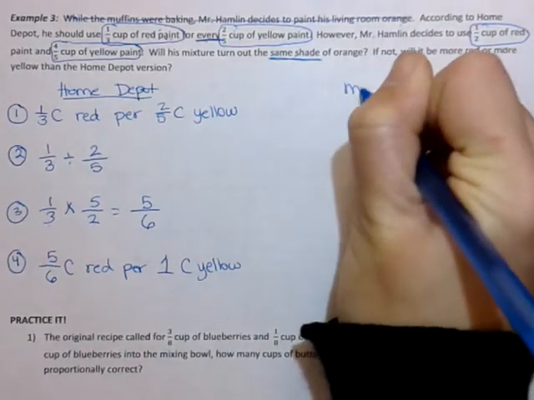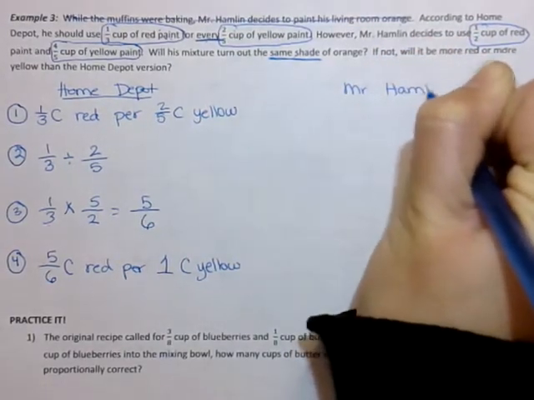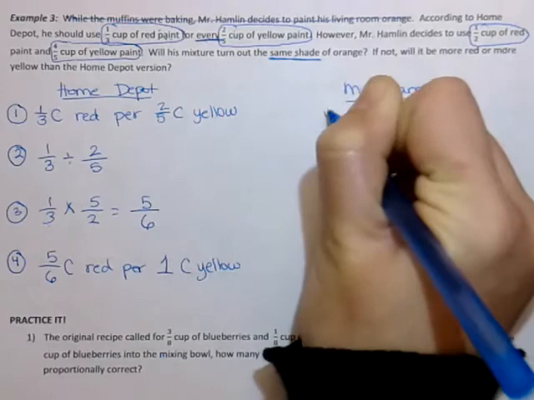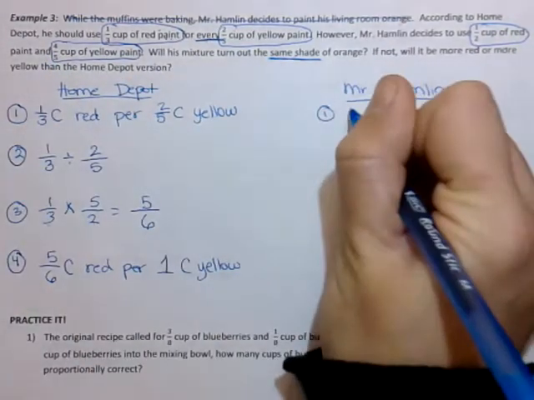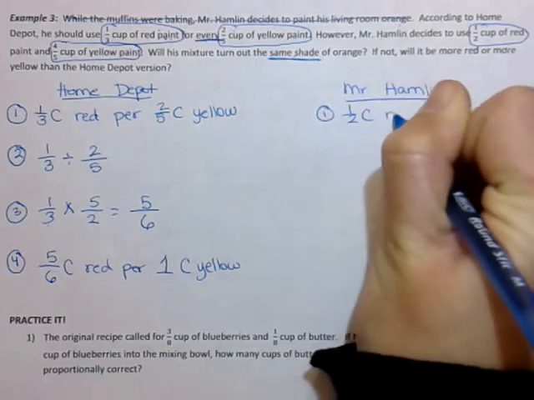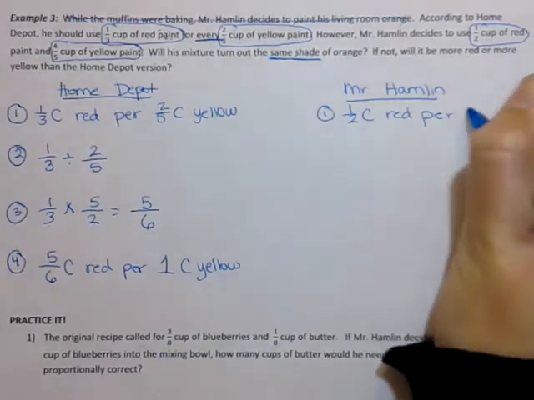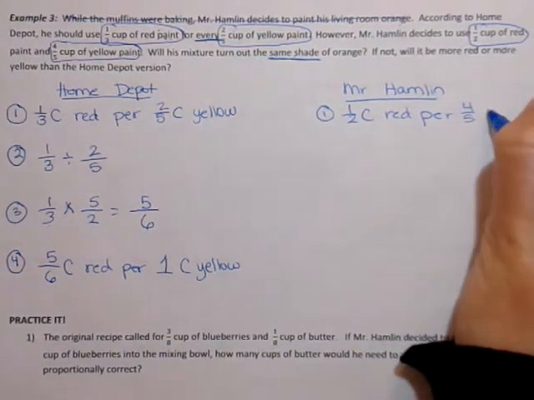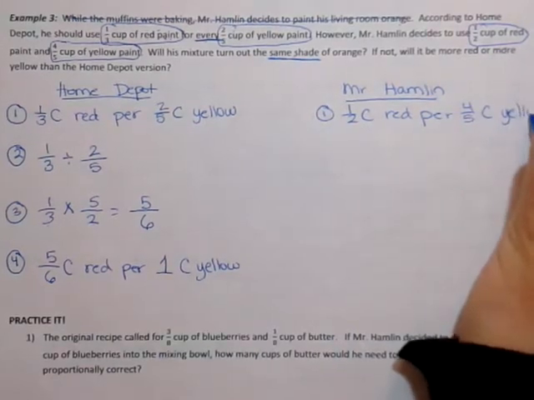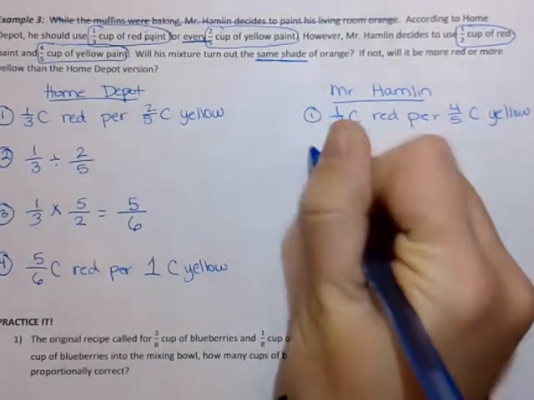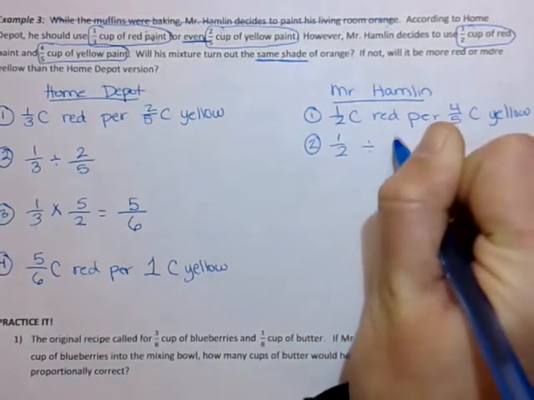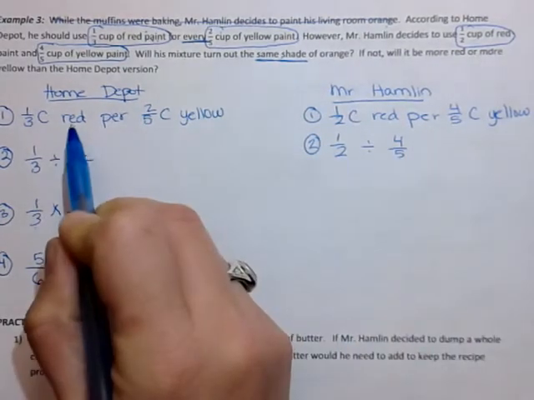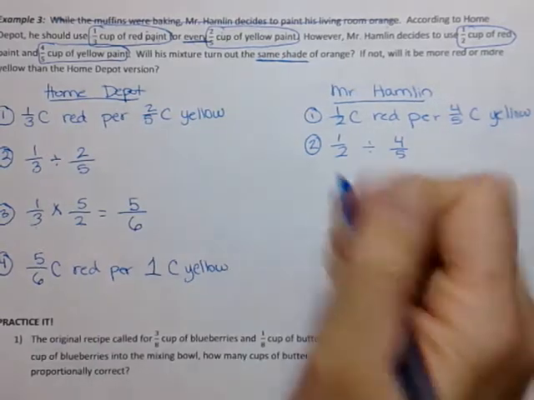Let's see what Mr. Hamlin actually did. Mr. Hamlin decided that he wanted to use 1/2 cup of red and 4/5 cup of yellow. So 1/2 cup of red per 4/5 cup of yellow. Write it as a division problem. 1/2 divided by 4/5. Make sure I put them in the same order. Red, yellow, red, yellow. Good.